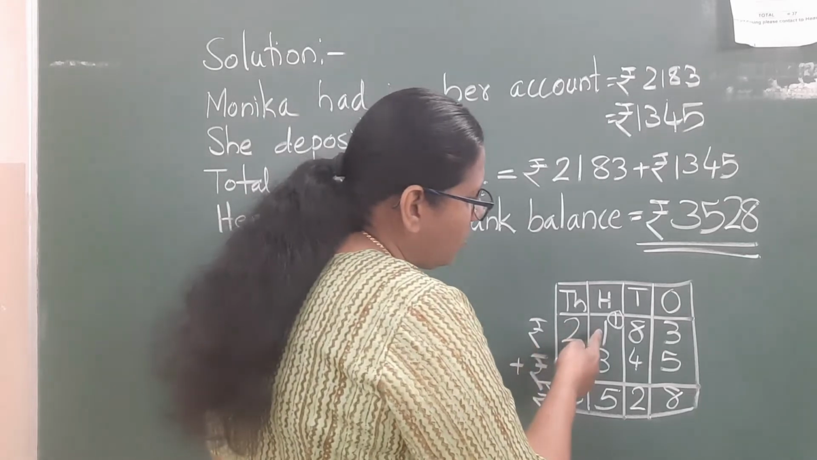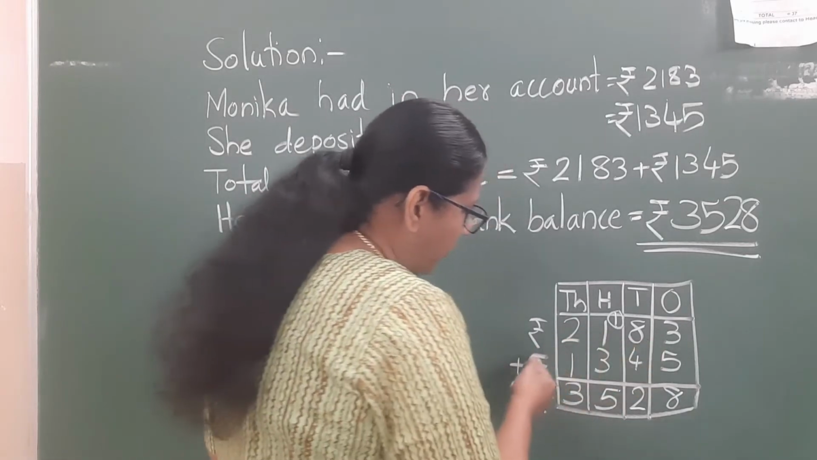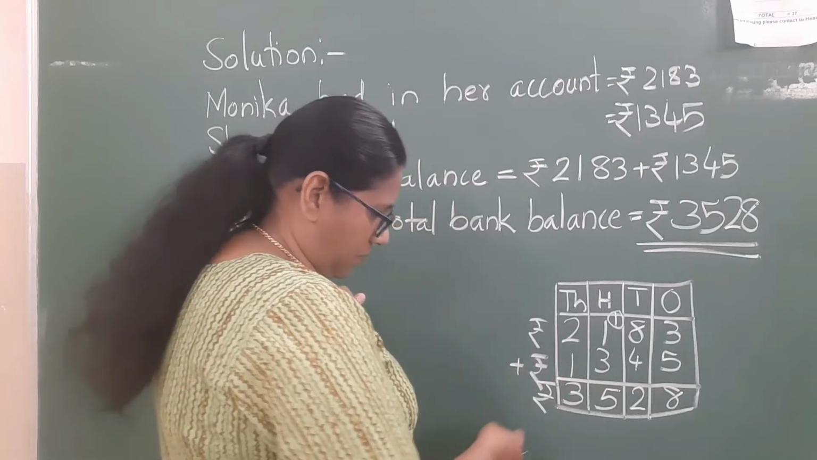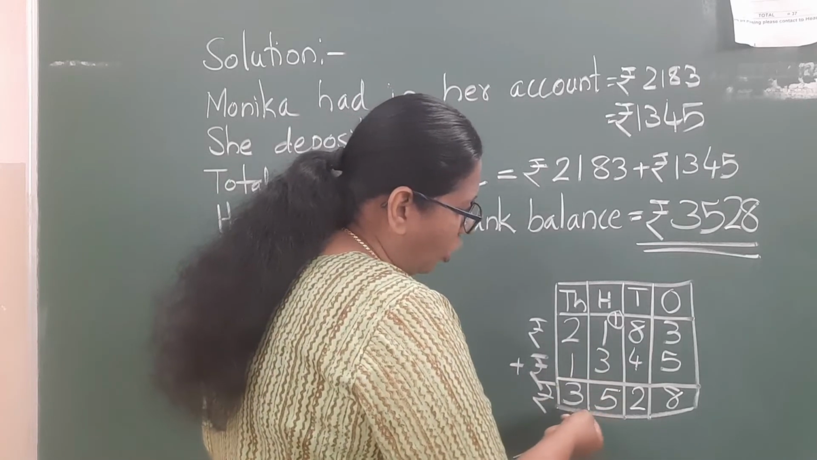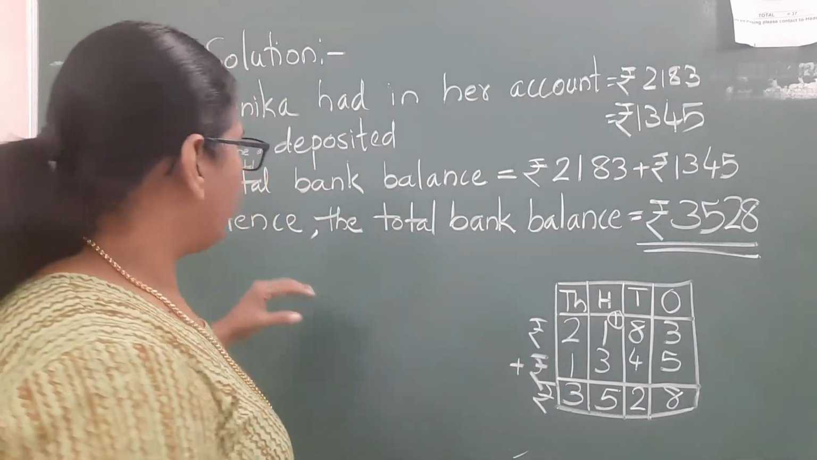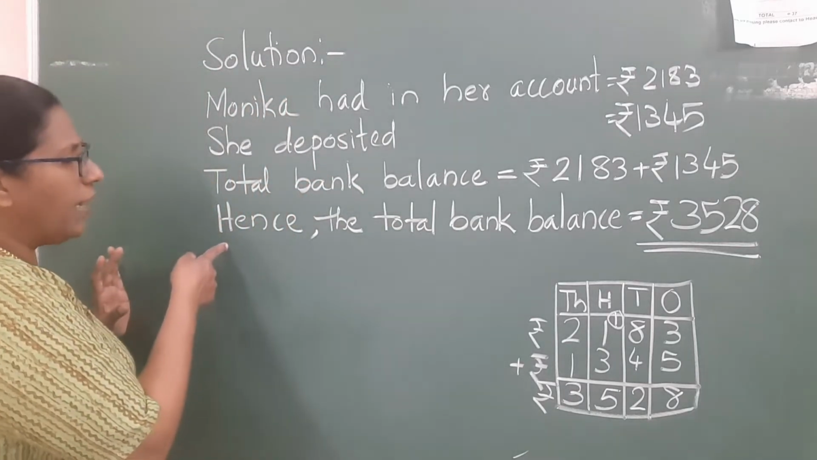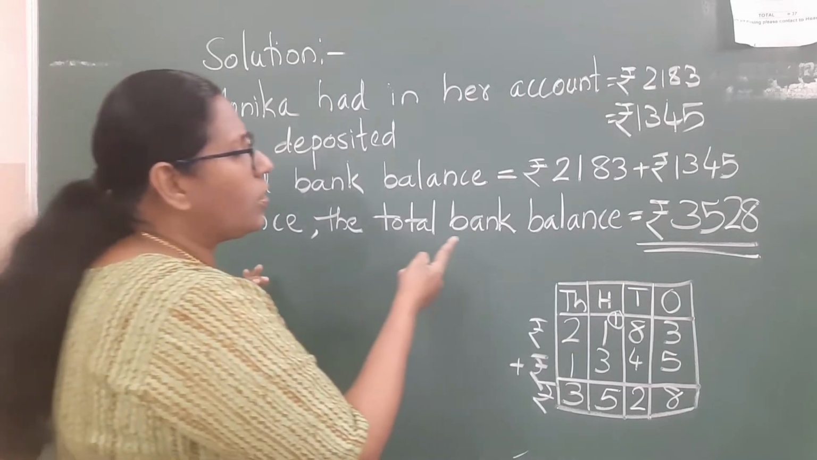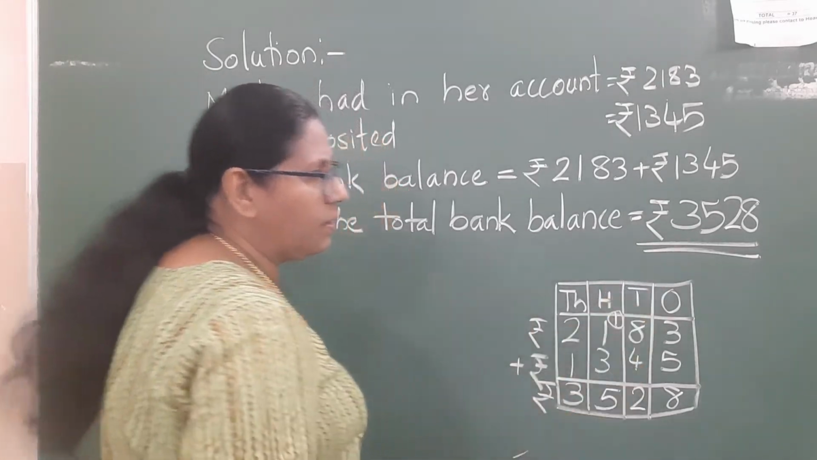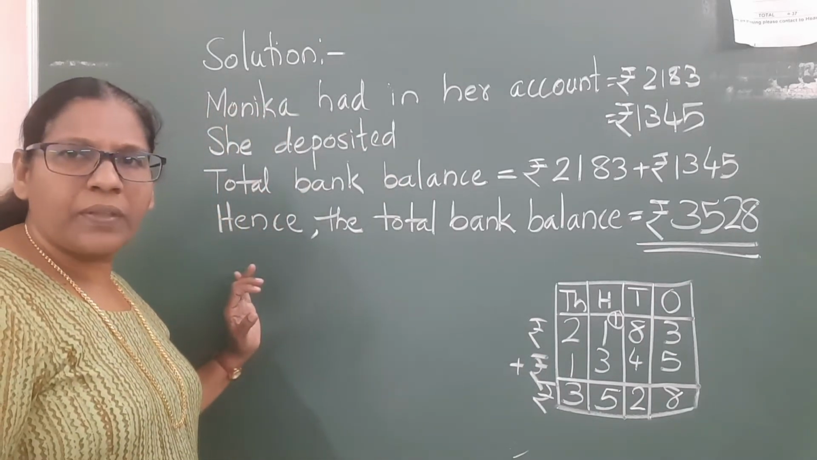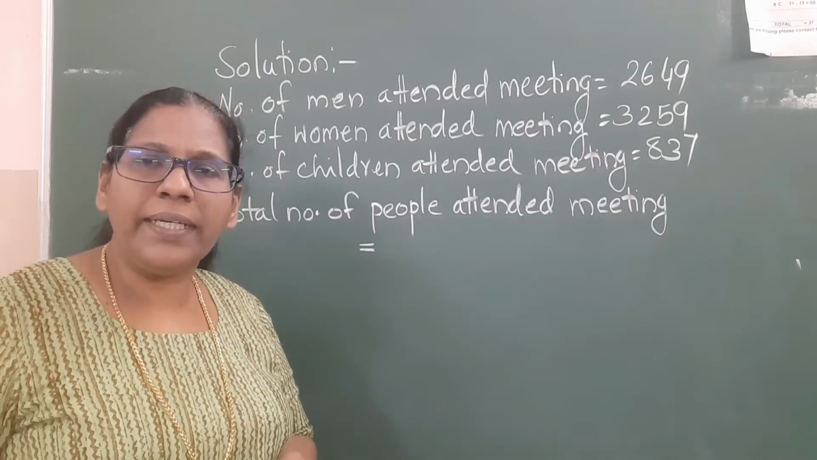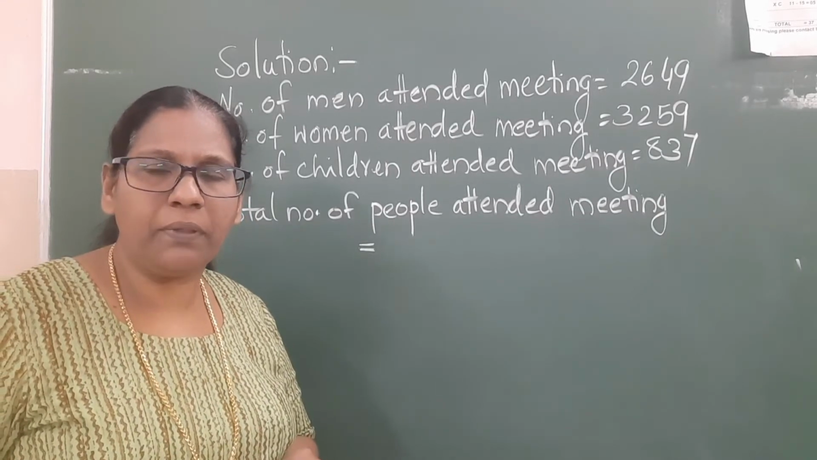That is 2,183 rupees plus 1,345 rupees. After addition, we get the total amount 3,528 rupees. After that, come back and write, hence the total bank balance is equal to 3,528 rupees. Our next question is, at a meeting, a political leader was addressing people.